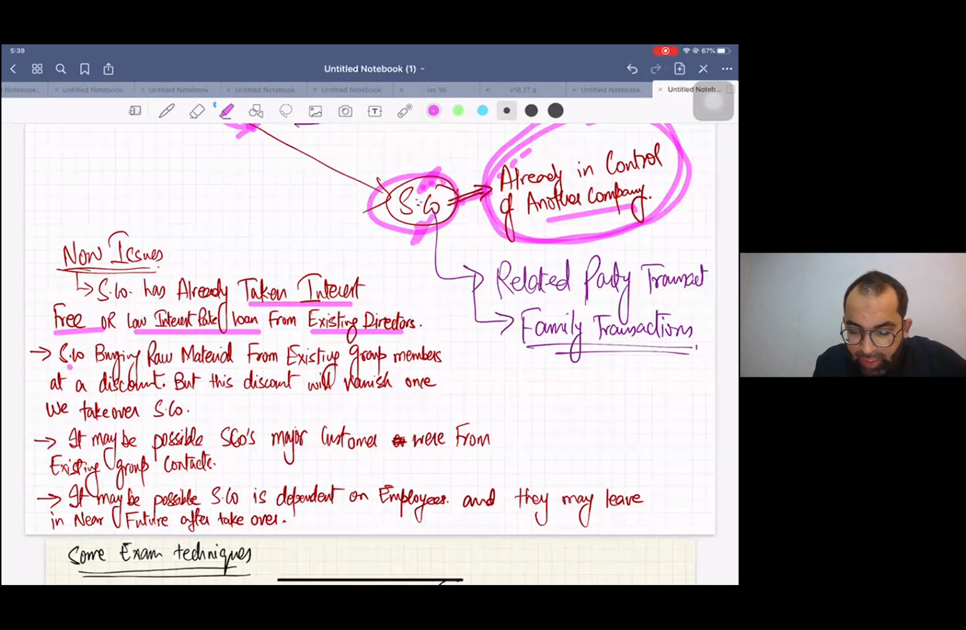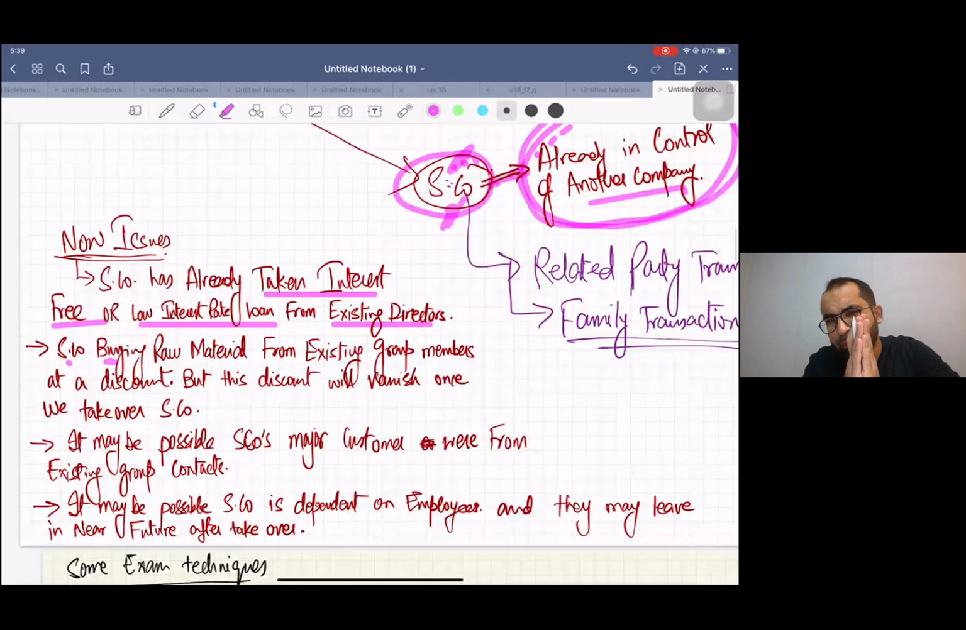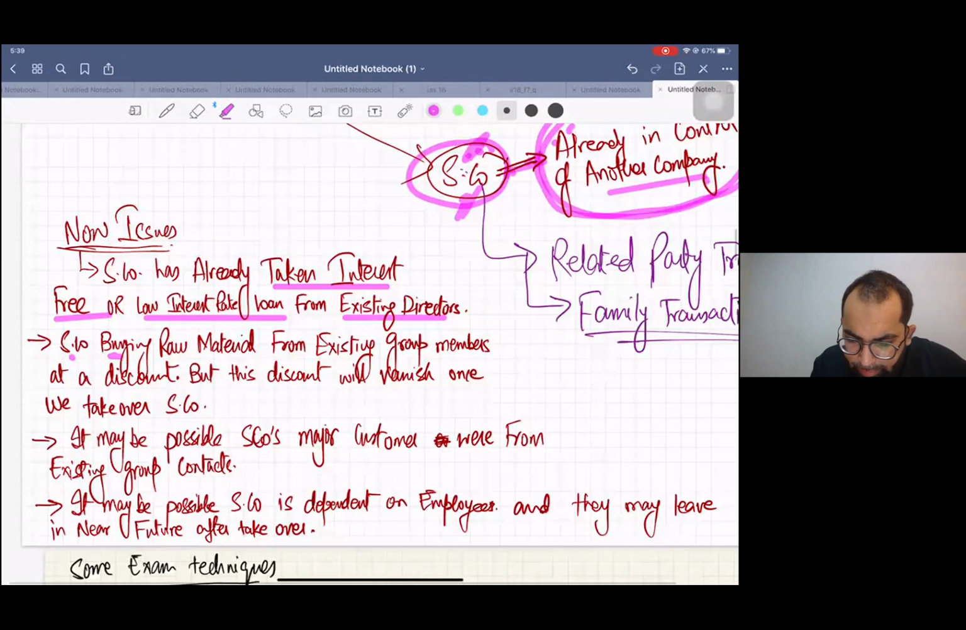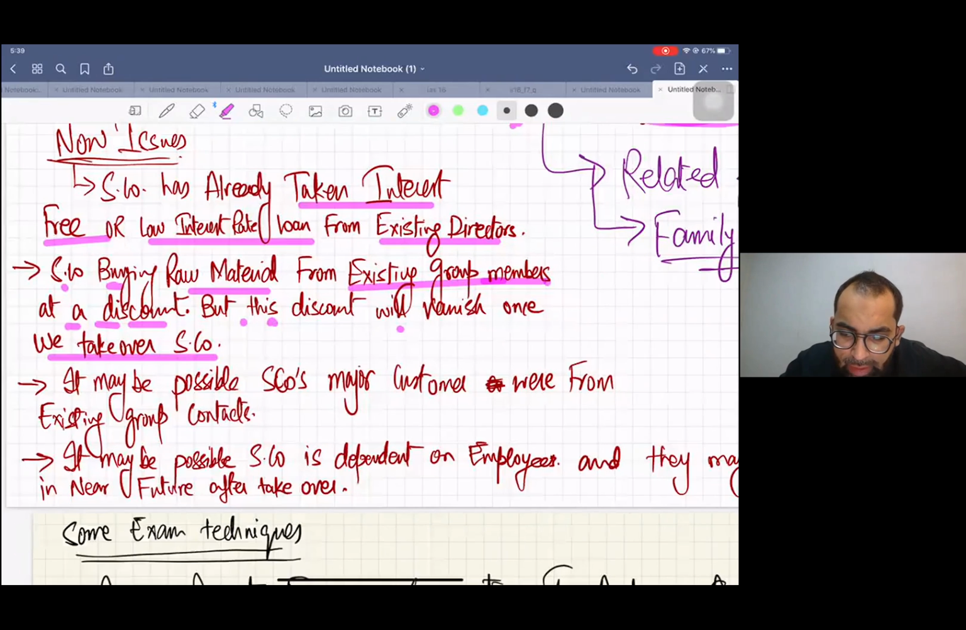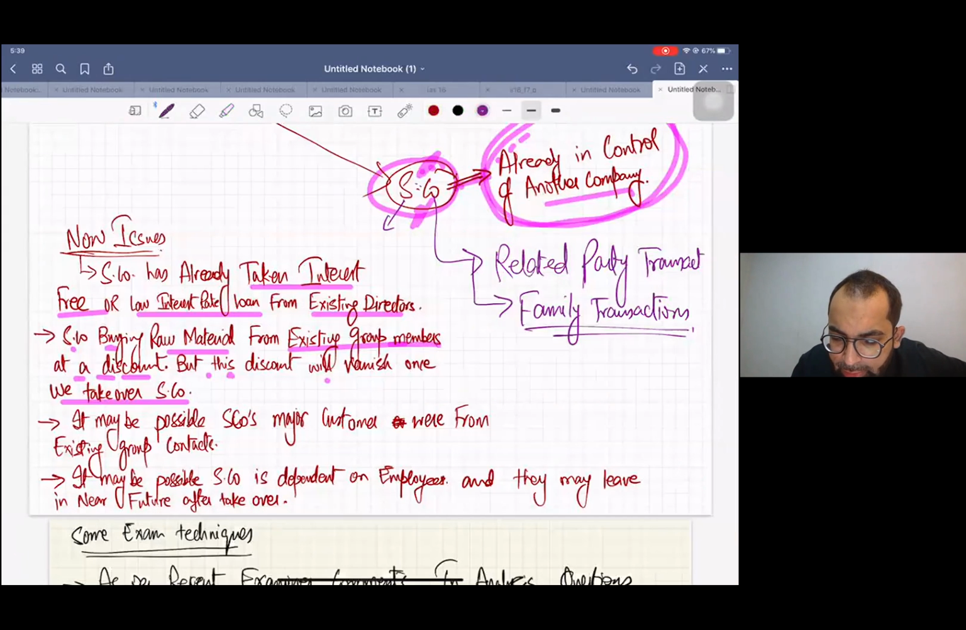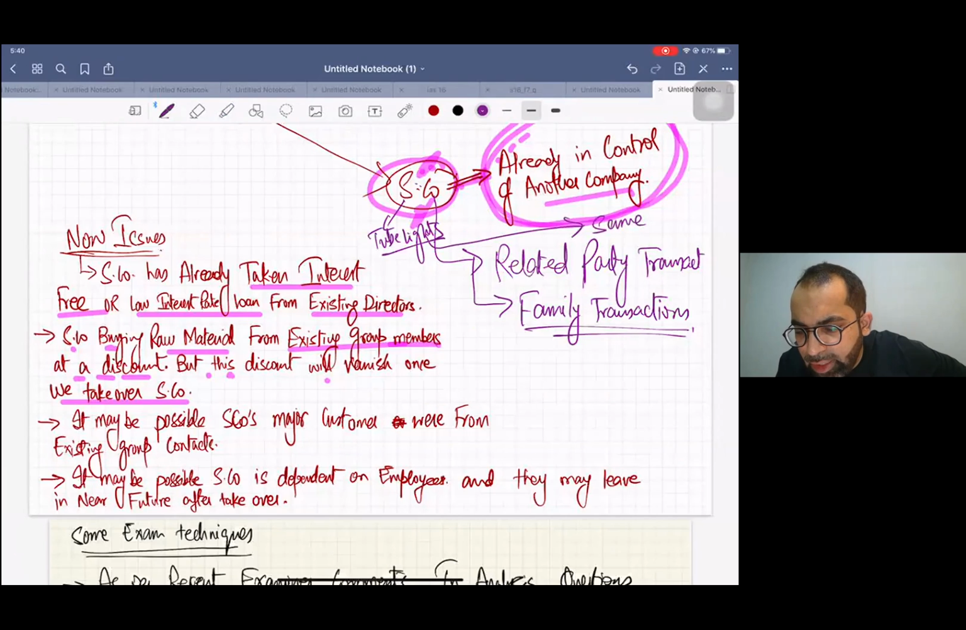Maybe possible. See, S company buying raw material from existing group members at a discount, but this discount will vanish once we take over S company. For example, S company makes tube lights, and for tube lights they buy glass from the same family.